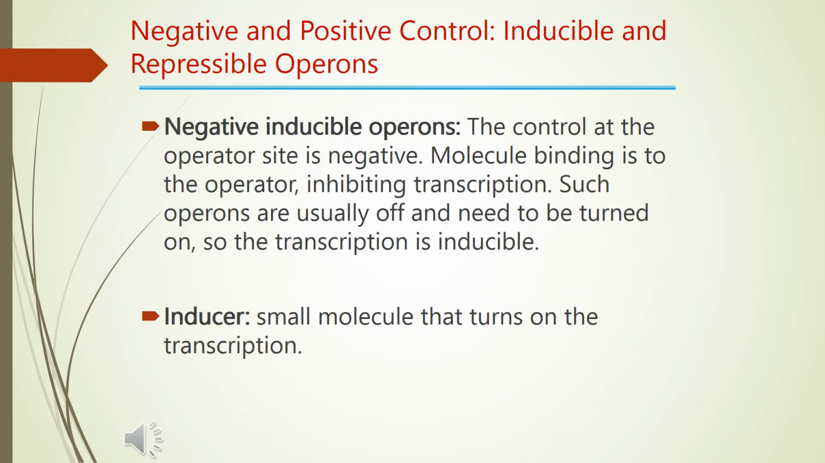So the next term you have to study is negative and positive control. Negative means the product of regulator gene will be an inhibitor. So always negative means that the product of regulation is an inhibitory protein that will try to inhibit gene expression. So in negative inducible operons, the control at the operator site is negative. Molecule binding to the operator inhibiting transcription.